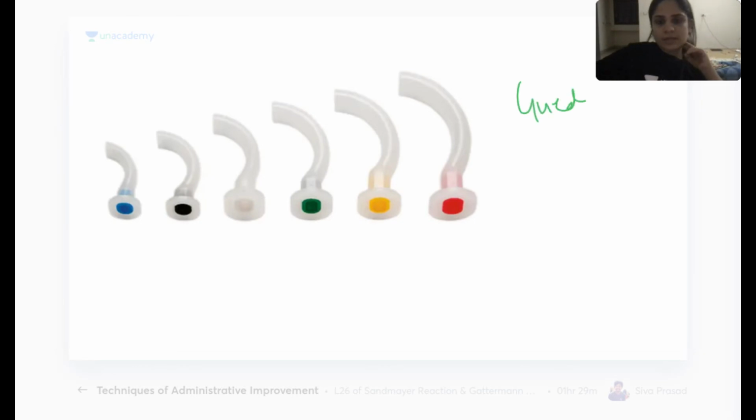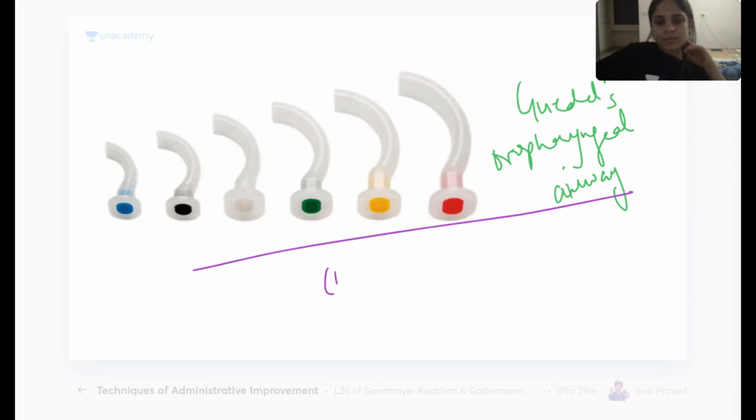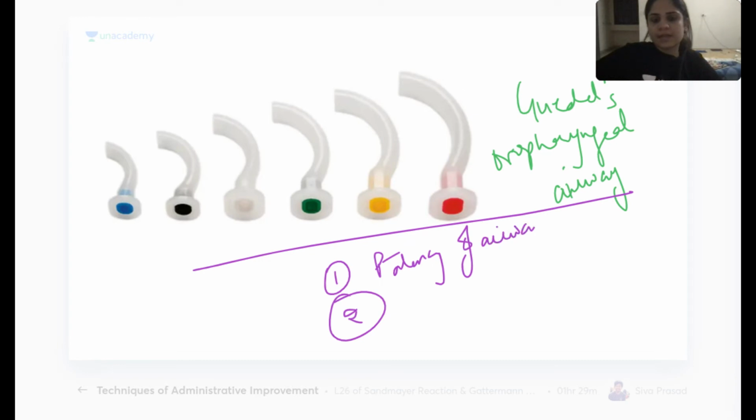Guedel's airway. Where do you put this? Guedel's oropharyngeal airway. Correct? Good. Now, can you tell me two uses of Guedel's oropharyngeal airway? One is patency of the airway. It maintains the patency of the airway by pushing the tongue forward. And the second thing is, suppose someone is having a seizure, you can use it as a bite block. So as a bite block, it will prevent tongue bite.